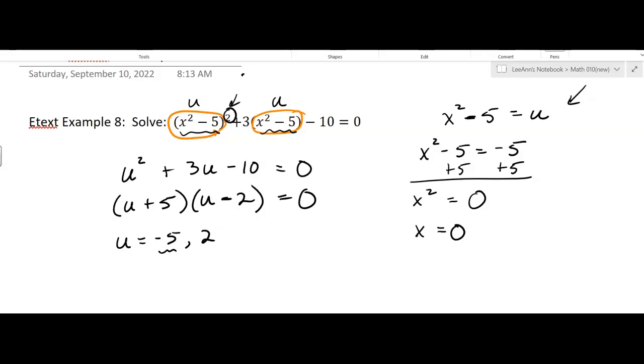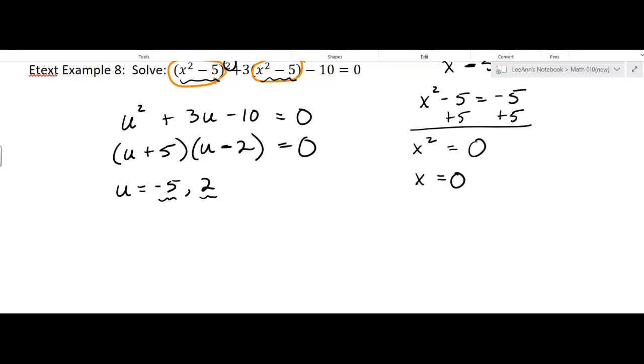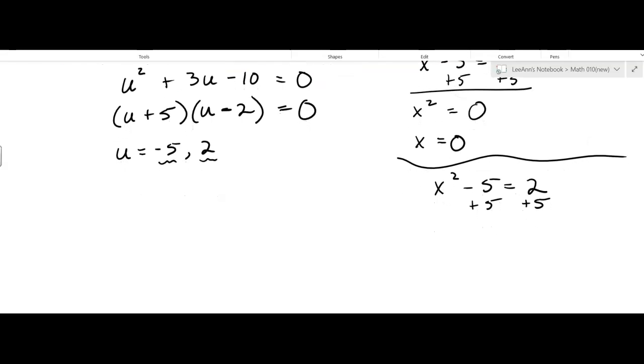Now we have to find, if U is 2, what the answer is. New solution: x squared minus 5 equals 2. So I can add 5 to both sides, and I get x squared equals 7. And then I'm going to take the square root of both sides. Don't forget the plus or minus. And so I get x equals plus or minus the square root of 7.